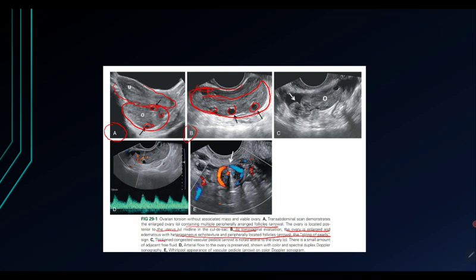Then at point C, you can see the congested vascular pedicle, noted lateral to the ovary. This is the ovary, and this is the congested vascular pedicle. There is also a small amount of adjacent free fluid. And arterial flow to the ovary is preserved; you can see the arterial flow is there. With color and spectral duplex Doppler sonography, this is the whole appearance of the vascular pedicle.